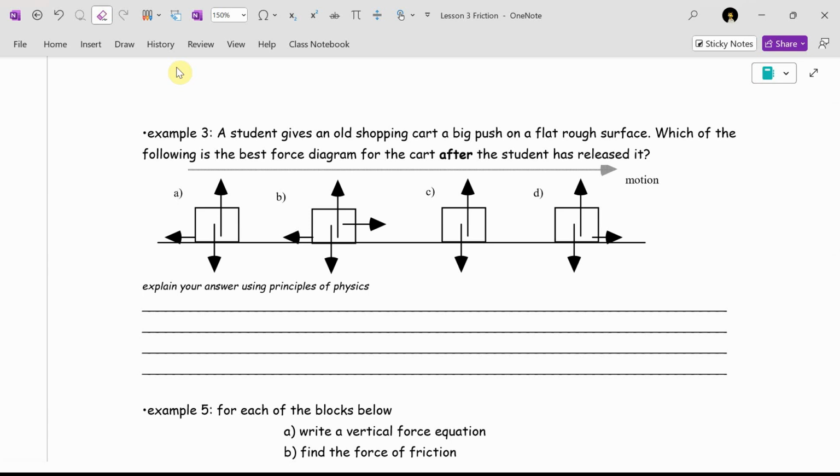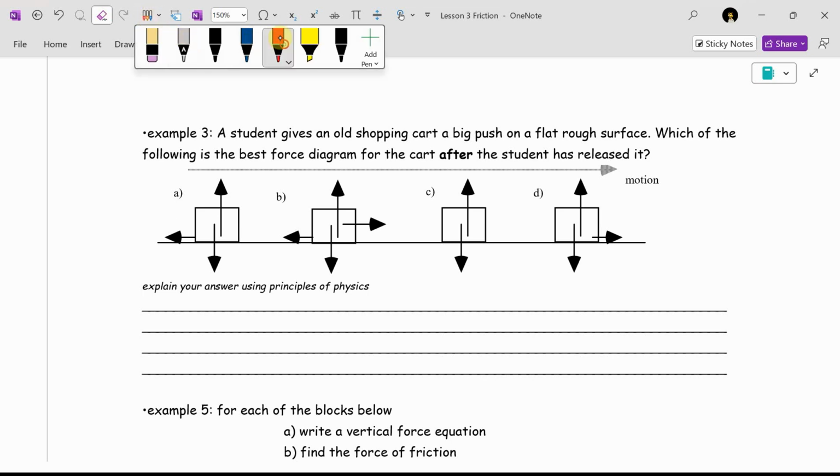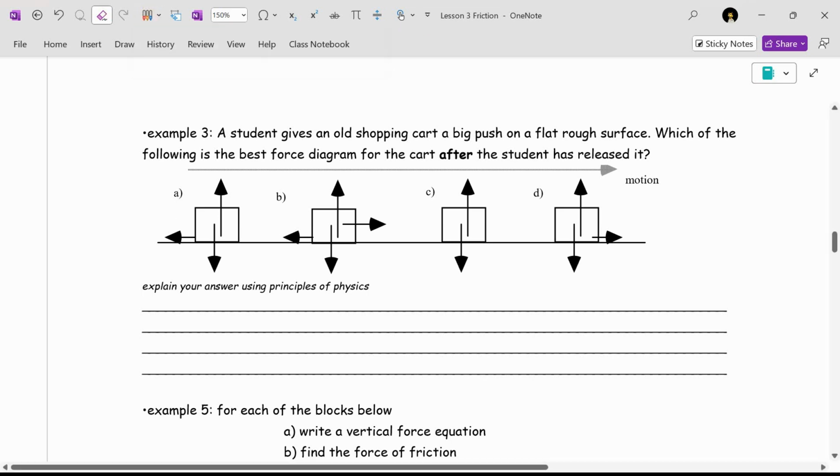We're going to vote. How high you hold your hand up is how sure you are of the answer. So imagining a cart that's been pushed on a rough surface after we've let it go. Who says, I think diagram A is the best free body diagram? I got 1. I got 2. I got 3. I got 4. I got 5. I got 6. I got 7. Keaton? No?